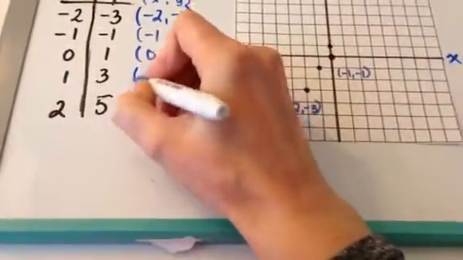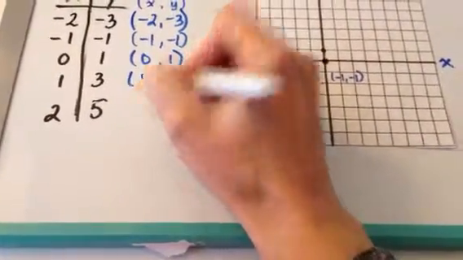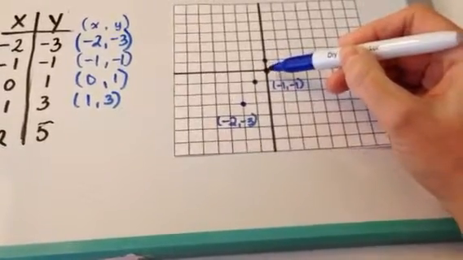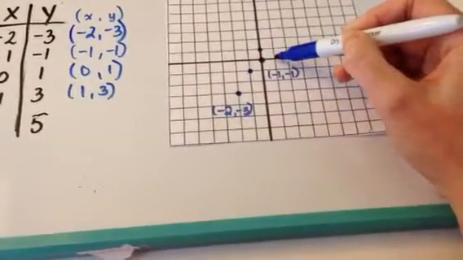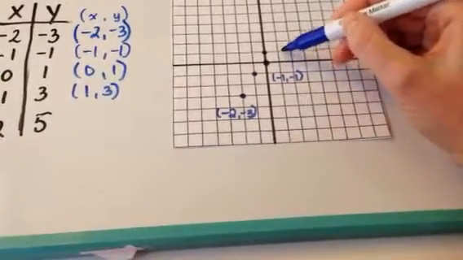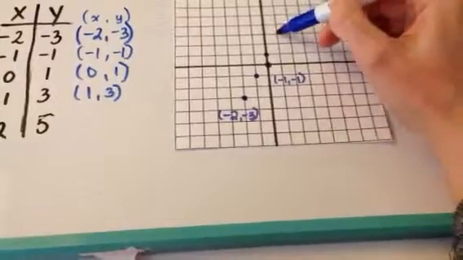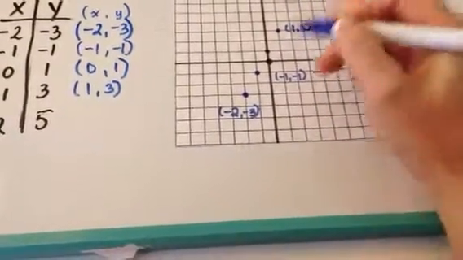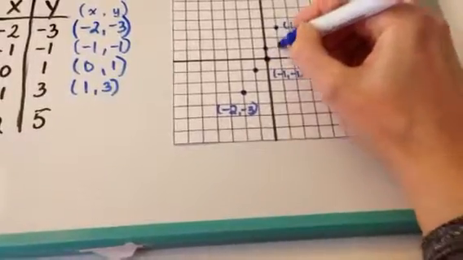Okay, now go to the next value, which is 1, 3. So again, we start at our origin. Our x value is 1, so we move over 1 and then up 3 since our y value is 3. So 1, 2, 3. So that point is 1, 3. This point is 0, 1.